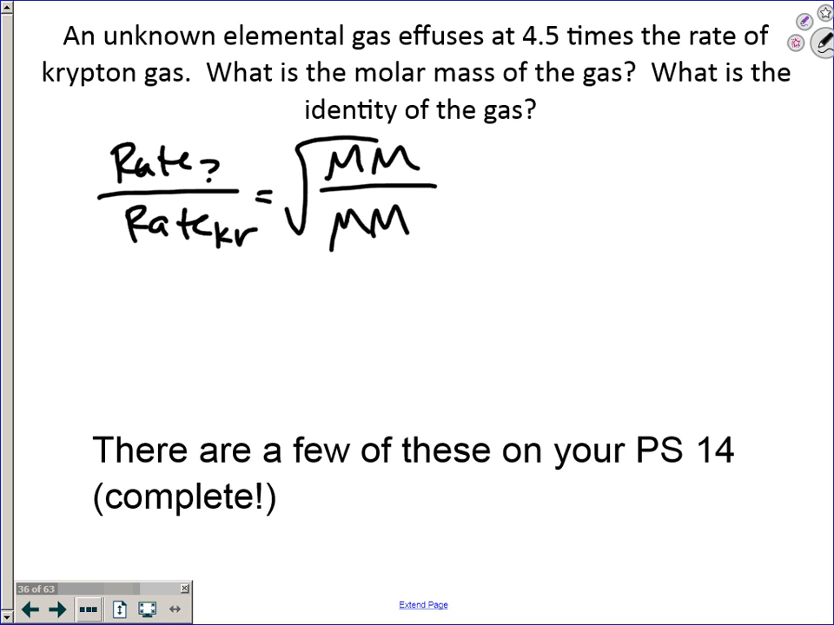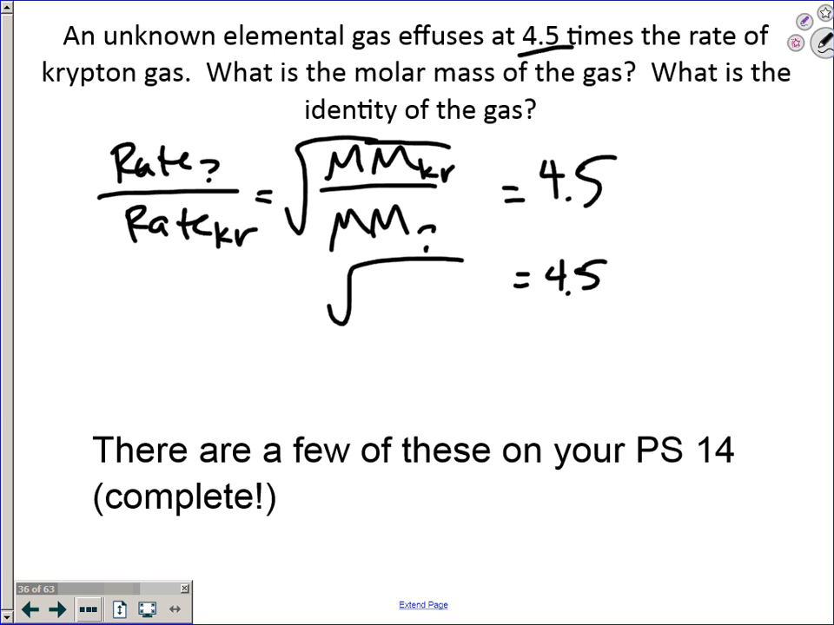All right, back with me. Molar mass of who goes on top? Well, who's that in this case? Krypton goes on top, and then molar mass of question mark goes on bottom, okay? But we happen to know this rate ratio. We know it to be what? 4.5 times. Good. Okay, so essentially we have 4.5 is equal to, what's the molar mass on top?